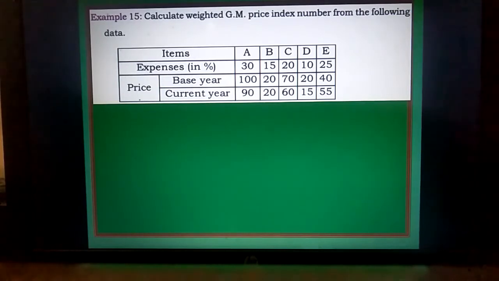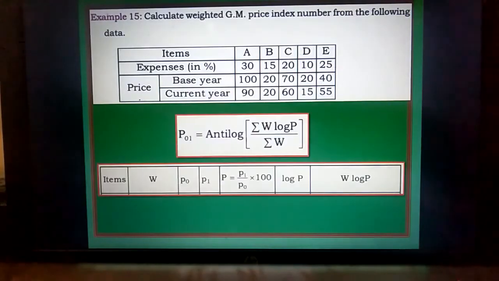Here it is weighted. This formula also we had already discussed when we were discussing all the formulae. Try to recall before it appeared on the screen. P01 is equal to anti-log of sum of W log P divided by sum of W.